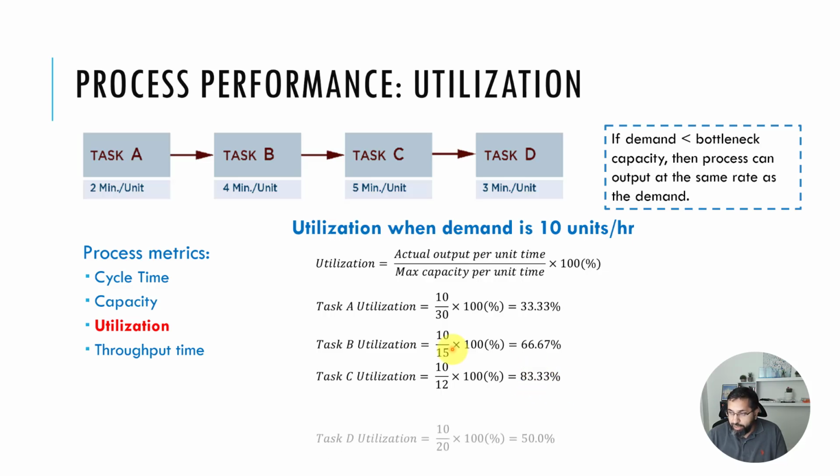Okay, and then task D: the actual output we need to produce is 10 units per hour. Task D can handle up to 20 units per hour. So task D's utilization is 10 over 20, or 50%.